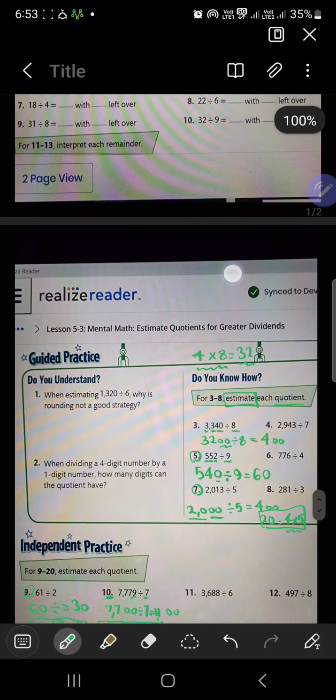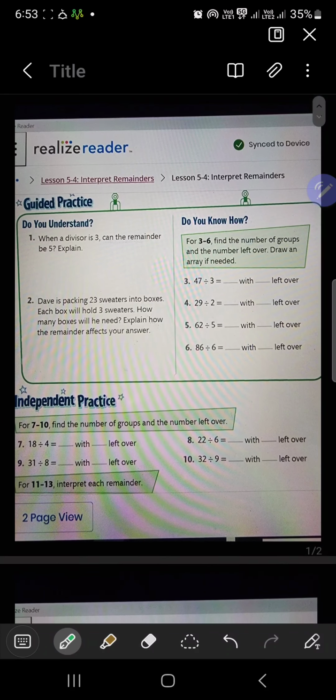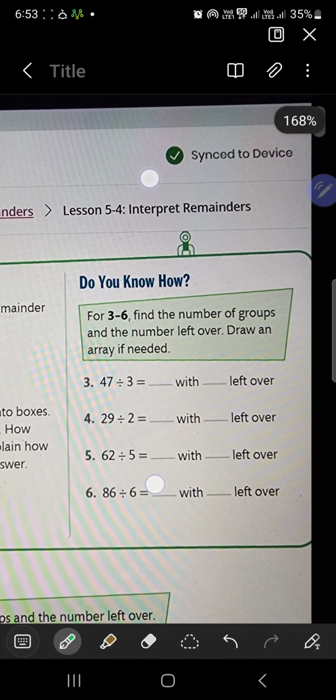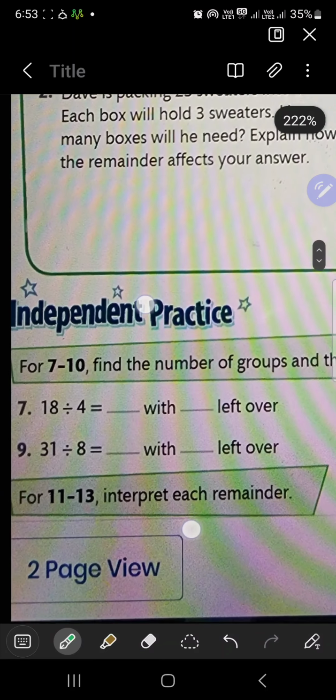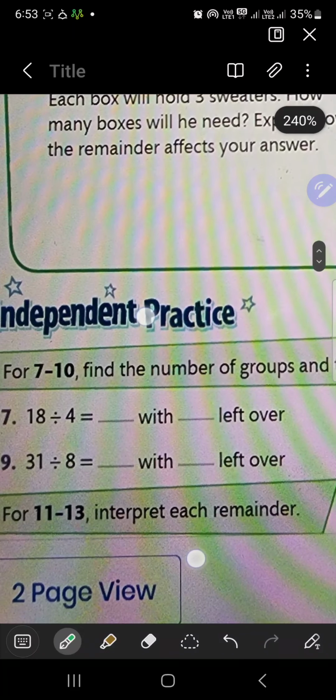Now let's move to another lesson, chapter 5, lesson 4. Let's start with an easier example. Here it looks like estimate, but it is not like the estimate. You have to go to a smaller number. You can't jump to a bigger number.